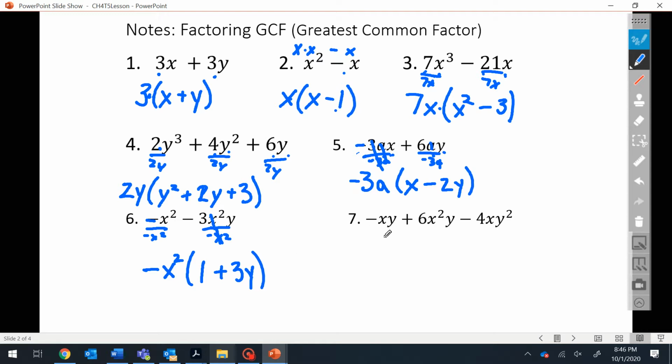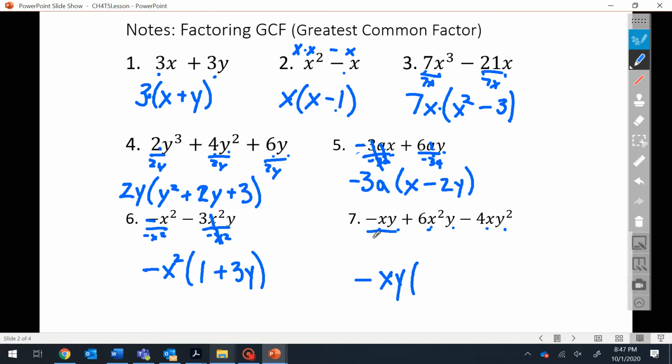For number 7, I need to factor the x's, and I need to factor the y's. I need to keep in mind this is negative, so whatever I factor out is going to be negative. For the x's, I have x, x squared, and x. So the greatest common factor of those three is x. And then for the y's, I have y, and y squared. So the greatest common factor there would be y.